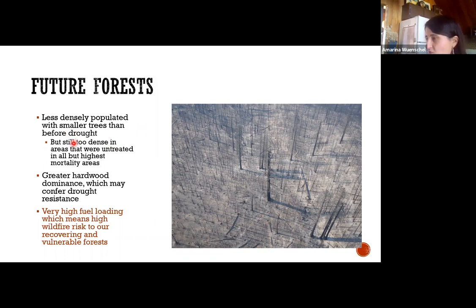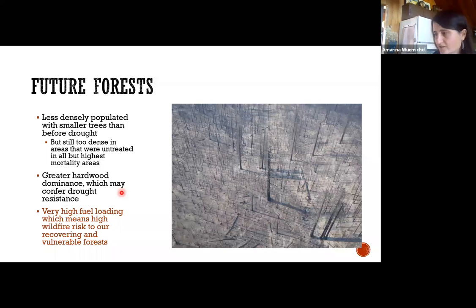But in general, our future forests are going to be less densely populated, and the trees are in general going to be smaller than before the drought. But trees are still going to be too dense in areas that were untreated in all but the highest mortality areas. We're also going to see more hardwood dominance, which may confer some drought resistance. So we think that's a good thing. And remember, of course, we documented no oaks dying within the study. So we think that they're very resistant to drought, at least the kind that we just experienced.